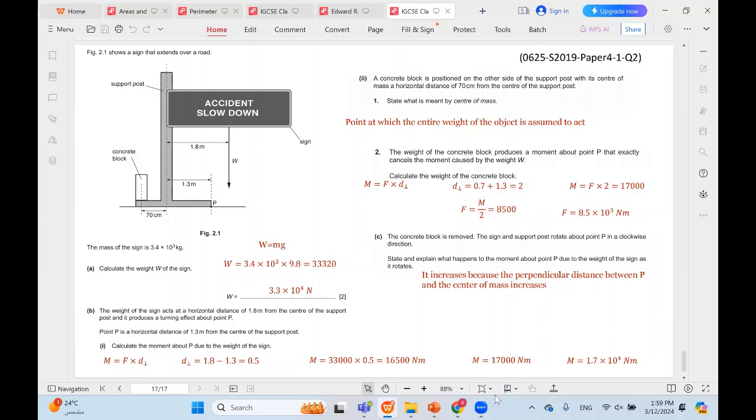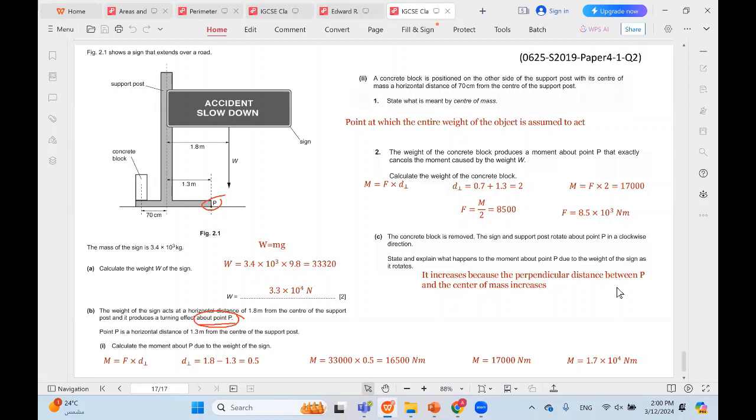In question B, we're told the weight of the sign acts at a horizontal distance of 1.8 from the center of the support, and it produces a turning effect about point P. Remember, the word "about" is a very important keyword in moments because it tells us where the pivot is. So in this case, our pivot is at point P, and this is the point from which we take all our measurements. This is the reference point for the question.